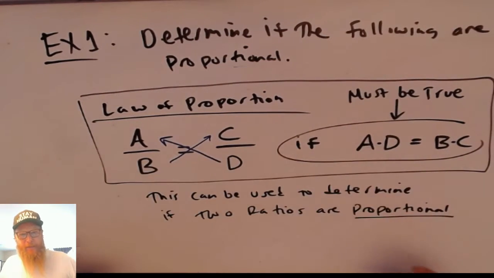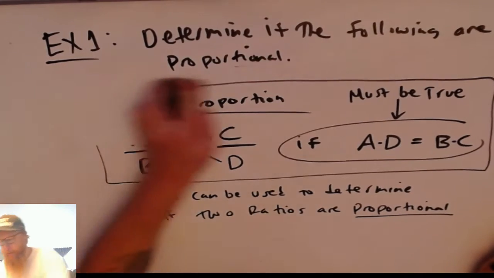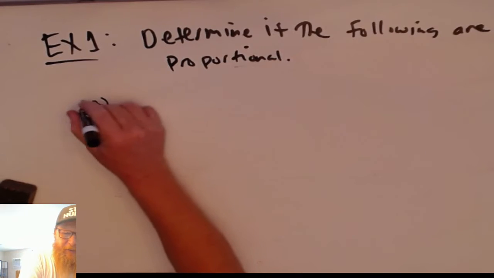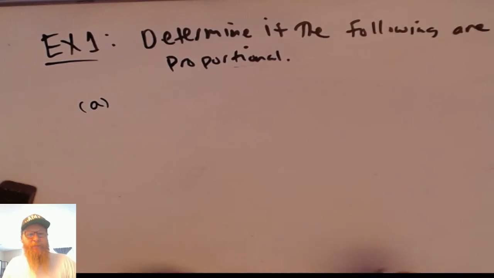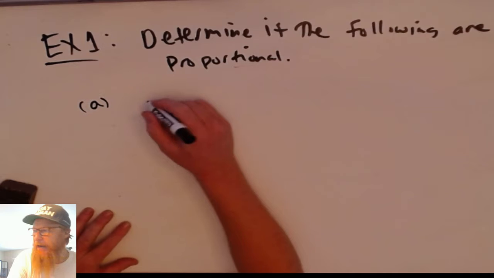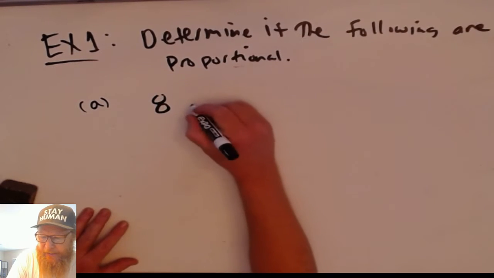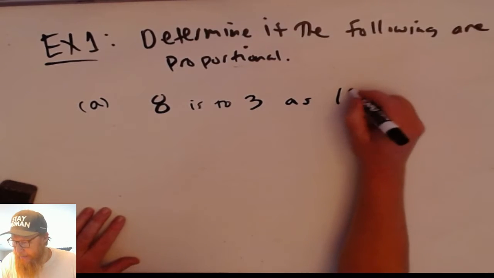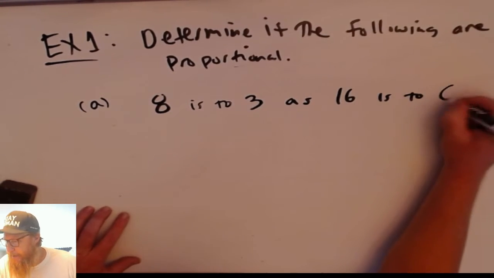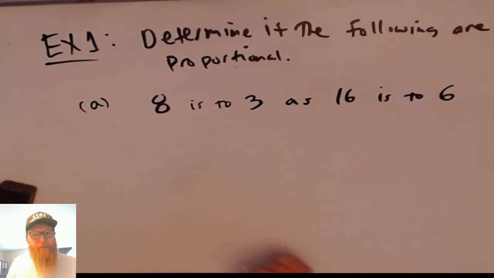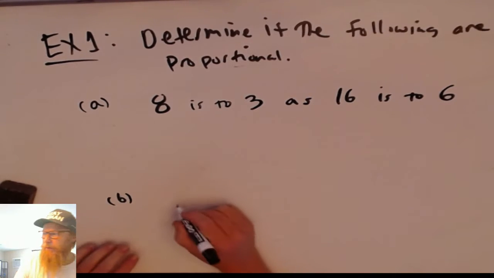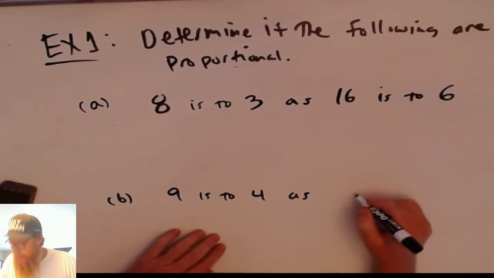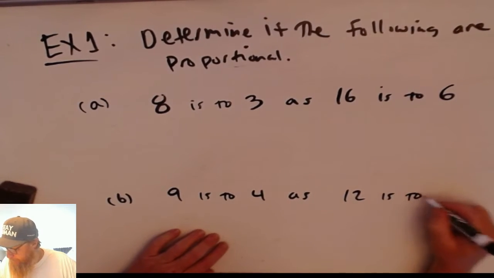I'm going to have to erase this, but it's the same formula we were using yesterday. I'll just give you a couple. I'm not going to go too much into this, I just want to put this to rest, hopefully. So I'm going to say 8 is to 3 as 16 is to 6. And let me go ahead and put another one: 9 is to 4 as 12 is to 7.